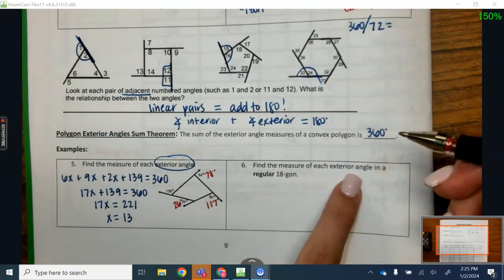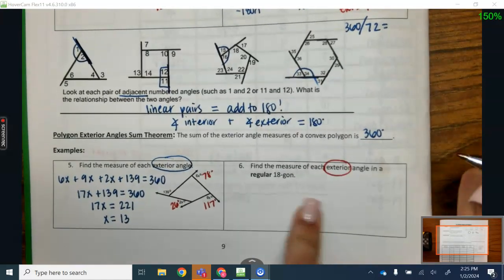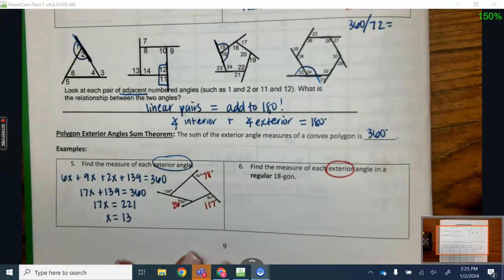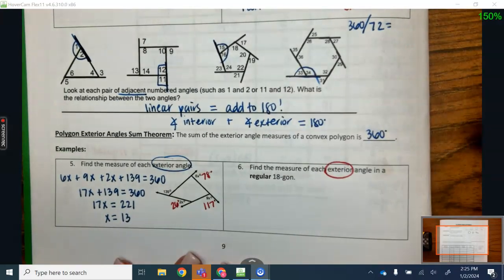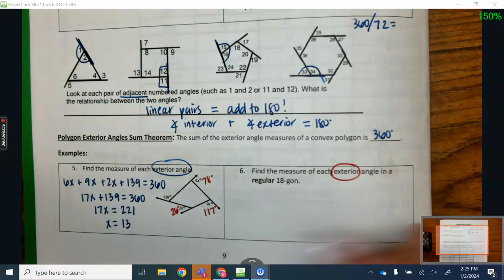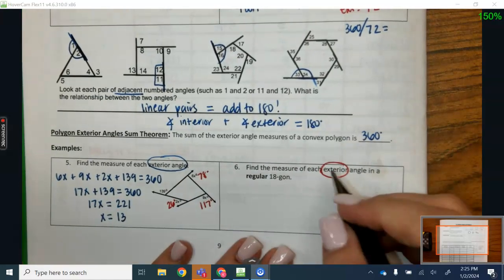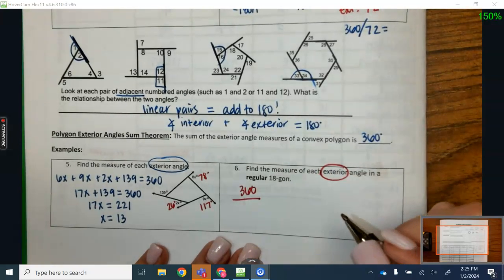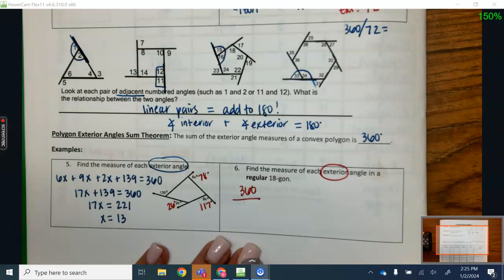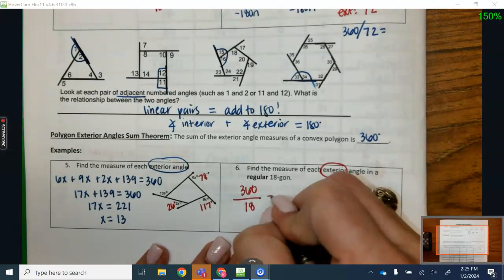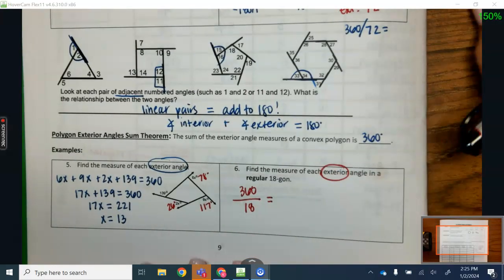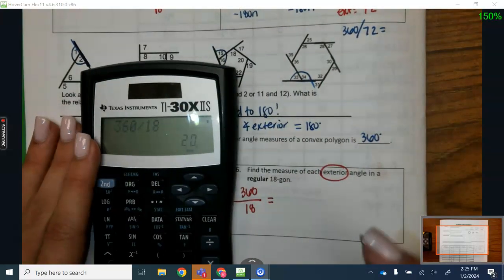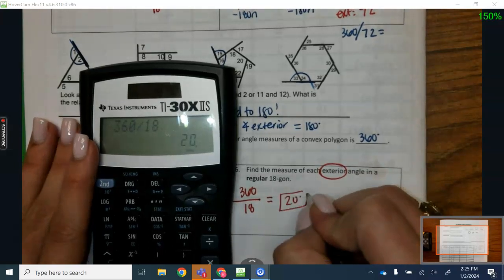Okay, find the measure of each exterior angle in a regular, so all the exterior angles are going to be the same, 18-gon. Okay, I don't have to draw this. I don't need to know any kind of rule. I just need to remember that the sum of the exterior angles is 360. And if it's a regular 18-gon, then they are all going to be the same. So I'm just dividing 360 by that number of exterior angles. So 360 divided by 18, I get 20 degrees.